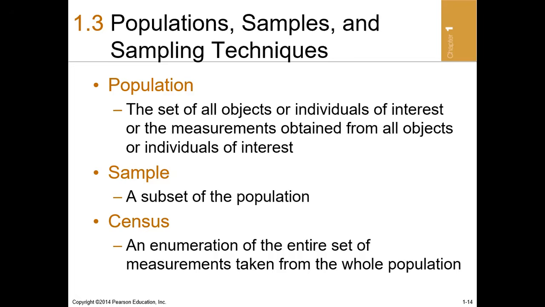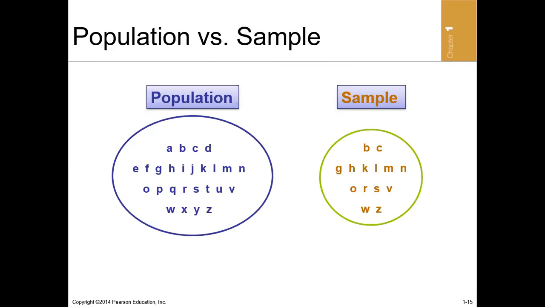Then we also need to understand what a census is. Census is simply taking measurements from the whole population. So if I'm taking, let's say, the GPA of all school of business students, I'm doing a census study because I'm enumerating the entire set of measurements taken from the whole population. That is why in Ghana, when they are taking certain measurements like age, sex, and all those things from all the people in Ghana, we say that we are doing a population census.